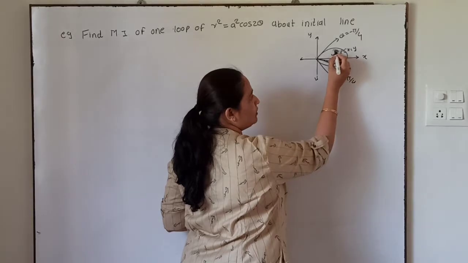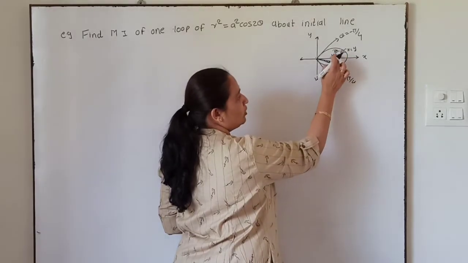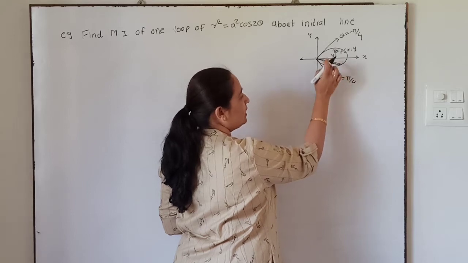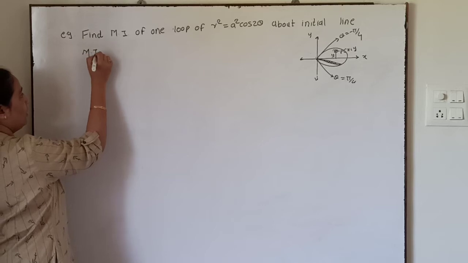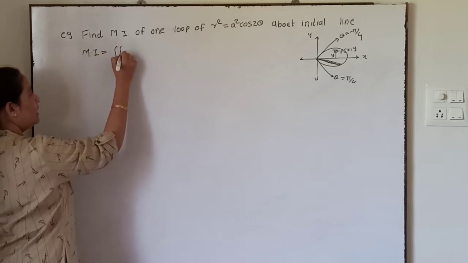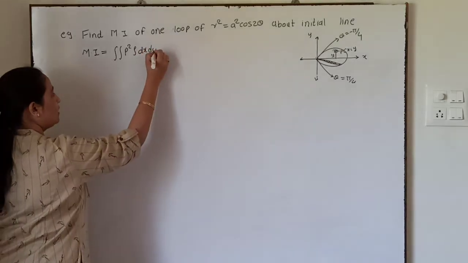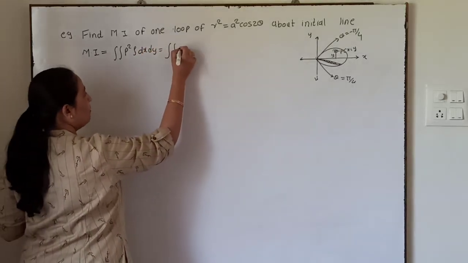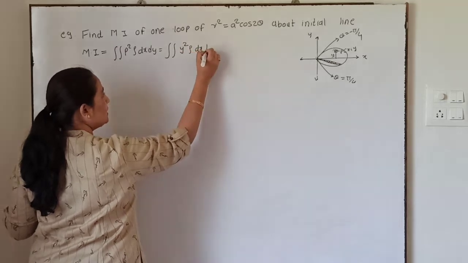If I say P(x, y) is any point in this area, then its perpendicular distance from the initial line is nothing but y. Therefore, your formula for moment of inertia is equal to double integral of p square rho dx dy. This will become double integral of p is nothing but y, so y square rho dx dy.